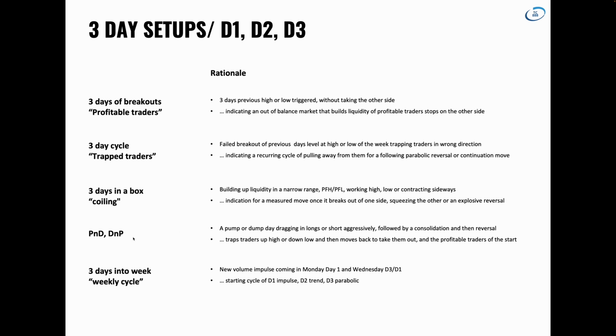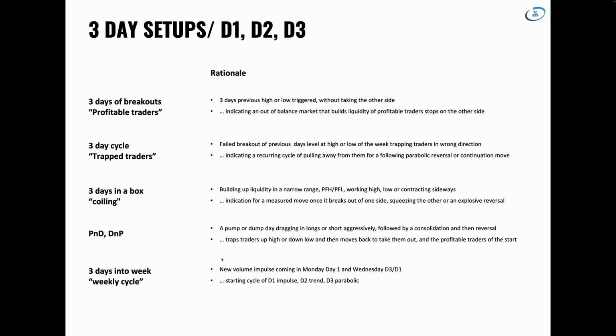Then the first red day, first green day is also a 3-day setup. Day 1, day 2, day 3. Day 1 pump, day 2 consolidation, day 3 dump. Same with dump and pump: day 1 dump, consolidation, pump. That's a 3-day setup. So they're dragging in longs or shorts aggressively, followed by a consolidation, and then it reverses down, trapping traders at the high and taking out traders that are profitable at the low. So this is the logic, one of the core elements of his system.